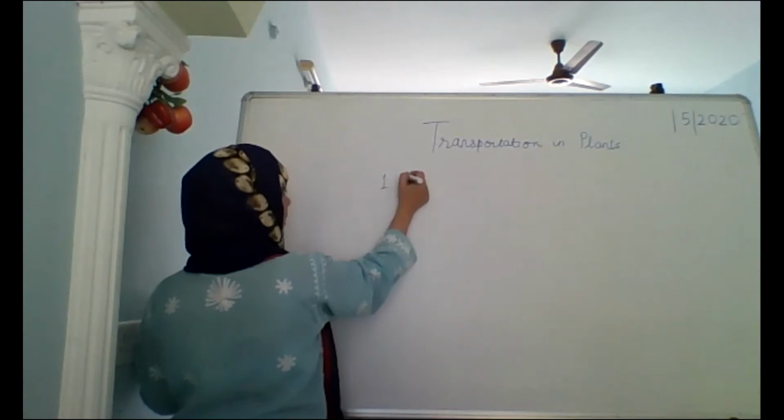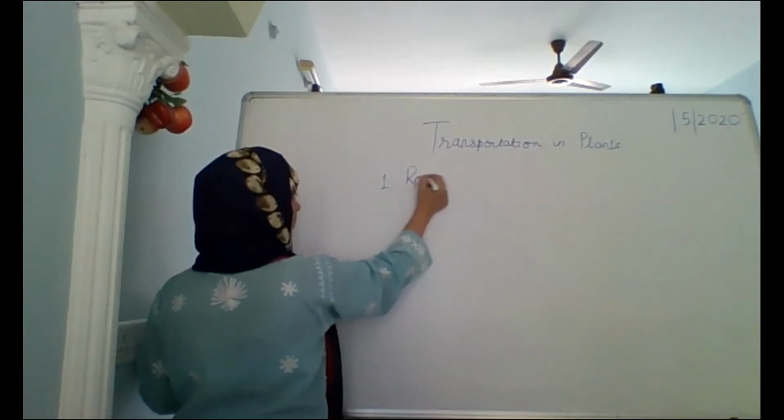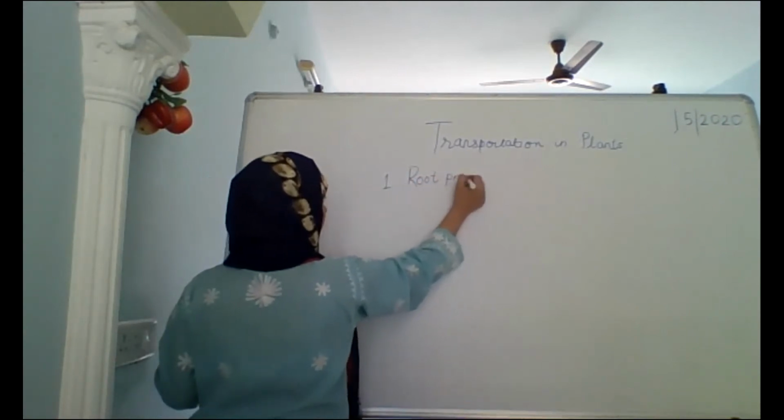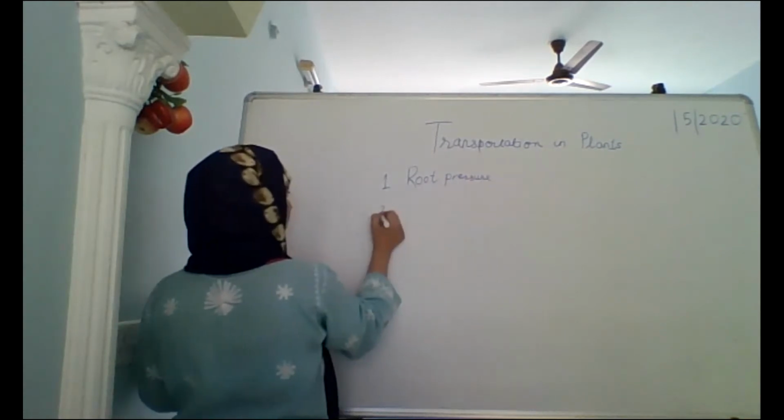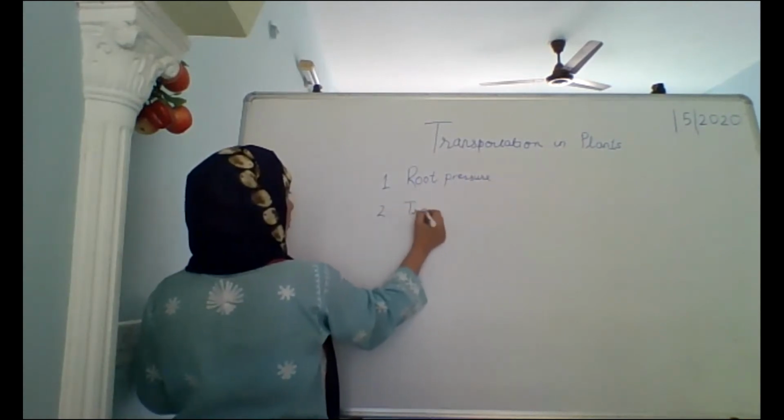The first thing we'll see is root pressure. Second thing we'll be seeing is transpiration pull.